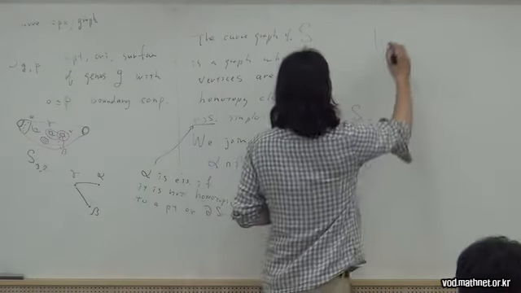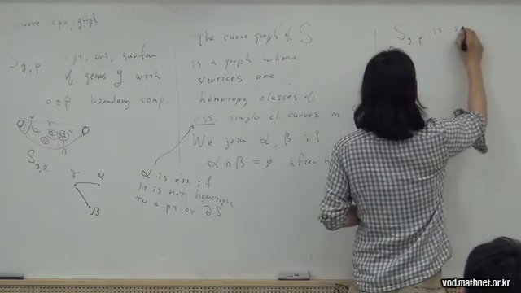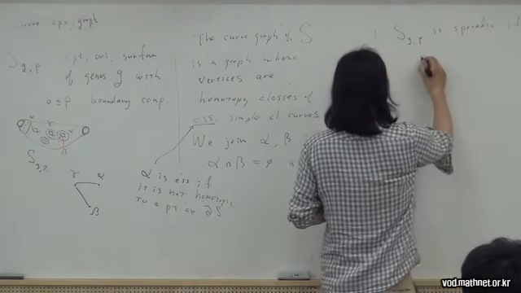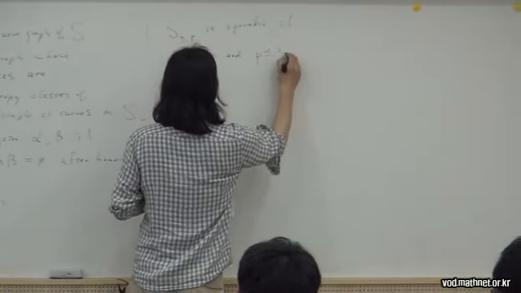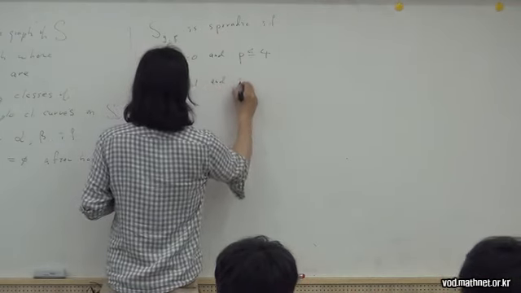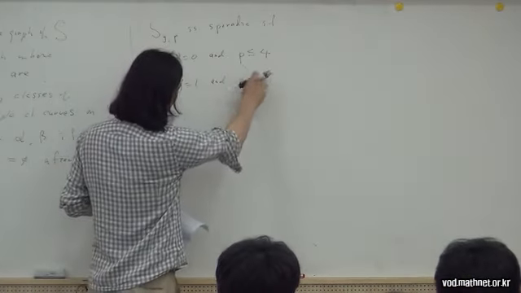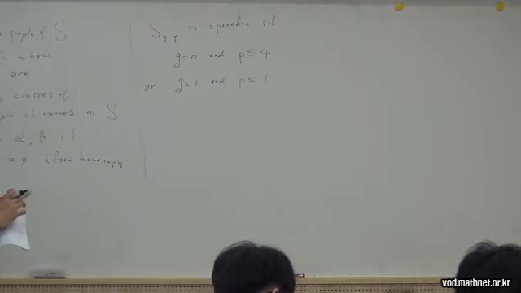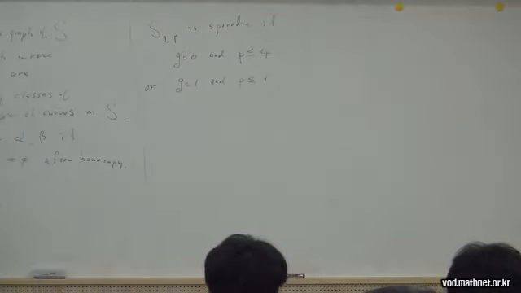And also I want to say the surface S_{G,P} is sporadic if G is 0 and P is at most 4, or G is 1 and P is at most 1. Okay, so there are 7 cases, sporadic ones.